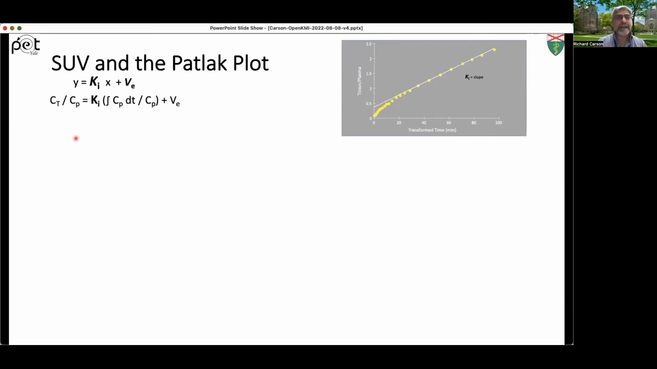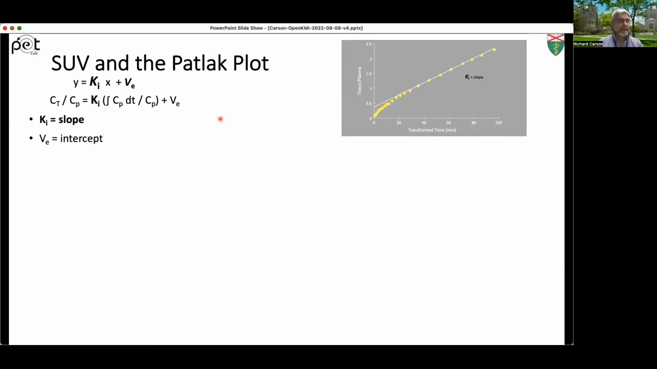Here's that Patlak equation again, tissue over plasma. Here's that integral of the plasma over plasma times that slope, this value up here. And this VE, this intercept term, kind of reflects the non-metabolized binding of our target of FDG. So again, Ki is the slope, VE is that intercept.